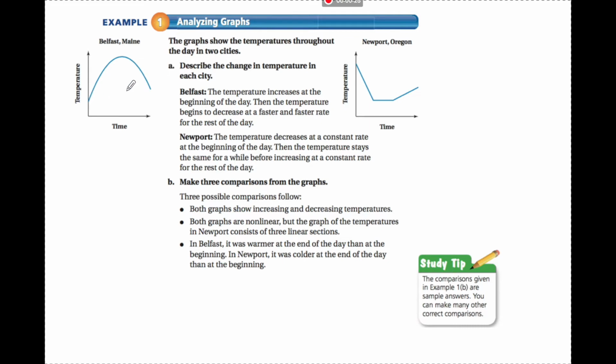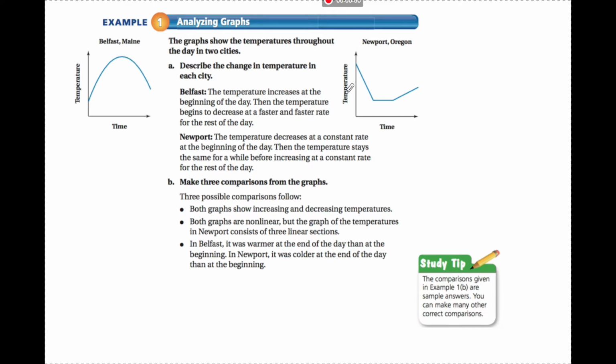So if we look at Belfast, we know that the temperature increases at the beginning of the day. We can see that as it increases here. And then the temperature begins to decrease at a faster and faster rate for the rest of the day. So in this second half of the day, it's decreasing faster and faster and faster. This is not constant because it's non-linear. It's decreasing faster and faster.